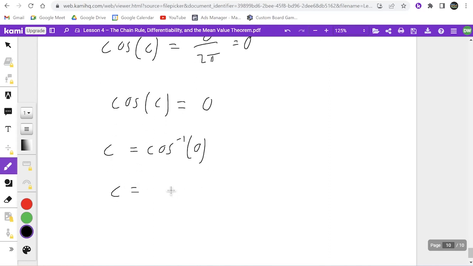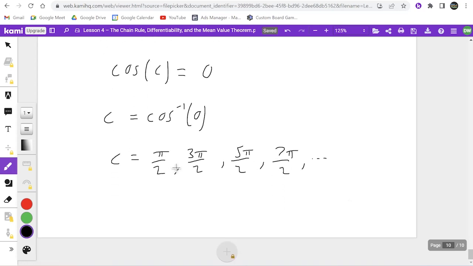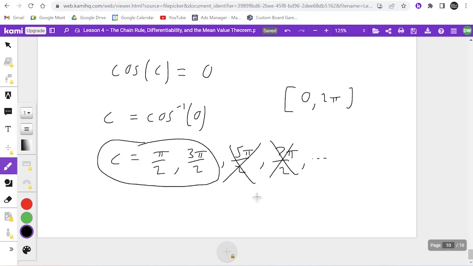Is it pi over 2? Pi over 2 is one answer. There's one more: 3 pi over 2. Yes. Now, technically, it's also 5 pi over 2. It's 7 pi over 2. You can have fun with this. You can go on for a while, depending on how much paper you have. But remember, what were our bounds? Our bounds were 0 to 2 pi. And so for that reason, I can't go past 5 pi over 2, 7 pi over 2. I only have two answers. It's these two right here. Anything else would be past that.